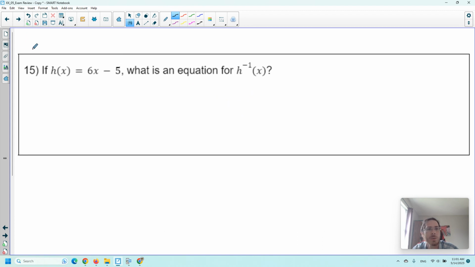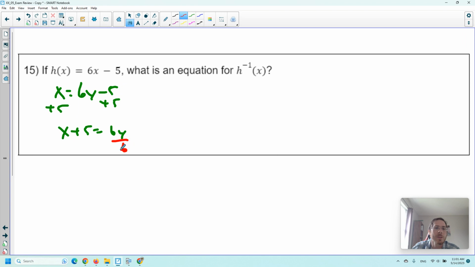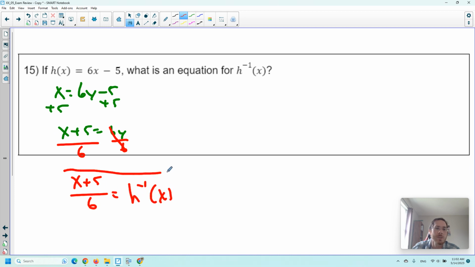15, if h of x equals 6x minus 5, what's the equation for h inverse? So the idea for the inverse, and just remembering that this is the inverse notation, is we're going to swap the x and the y, so 6y minus 5, and then we try and get the y by itself. So plus 5 both sides. We'll divide both sides by 6, and that's going to get the y by itself. So our final answer is x plus 5 over 6 is h inverse of x. Because remember, h inverse of x is the y in this case, so we're all set for 15.